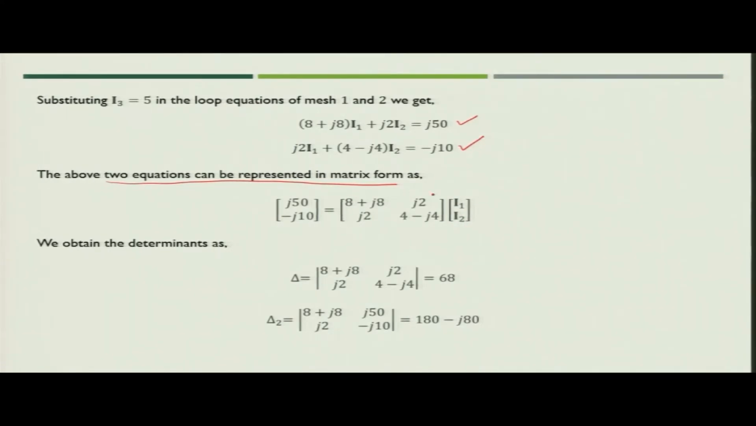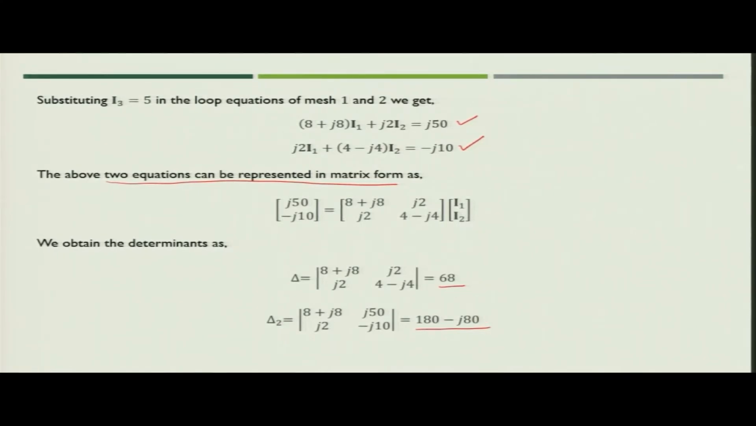First, we will take the determinant of the matrix. The determinant of the matrix will come out to be 68, and then the determinant of the submatrix which corresponds to the variable I2. So, what you will do? You will simply replace the second column with the vector which is given on the left. When you replace, you get the modified determinant as 8 plus j8, j50, j2 and minus j10. So, when you find the value of the determinant, you get 180 minus j80.